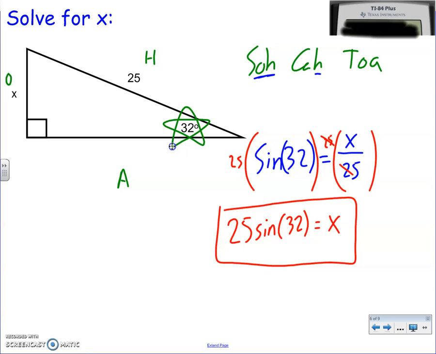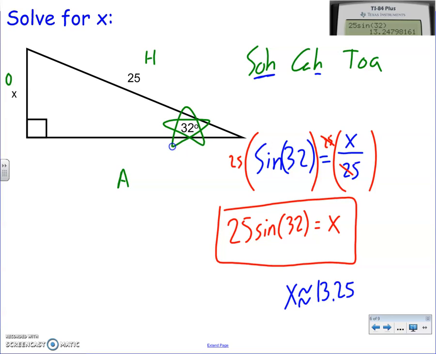Now, if you want the approximation, you type it in the calculator. If I type in 25 sine 32 in the calculator, I get 13.2479816, and it keeps going forever. Now, most times on a test, on your final exam for example, they usually say round to the nearest tenths or hundredths. So then you say 13.2 or 13.25. So I'll say this x is about, let's do the hundredths place, 13.25.